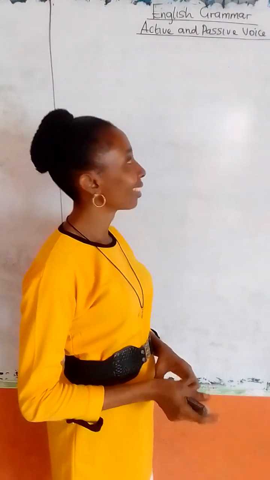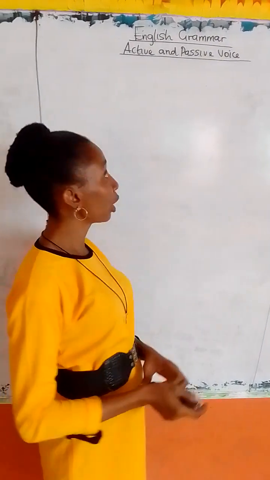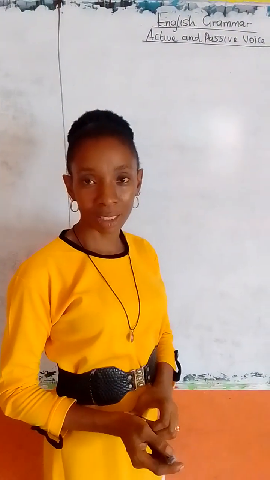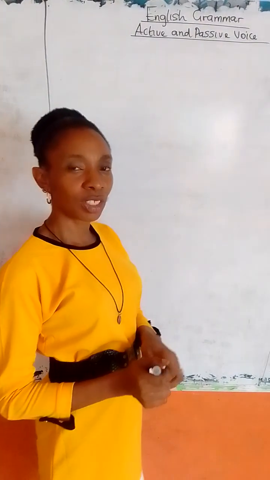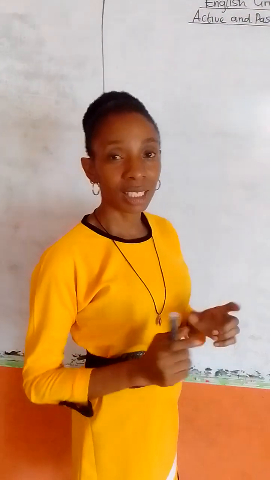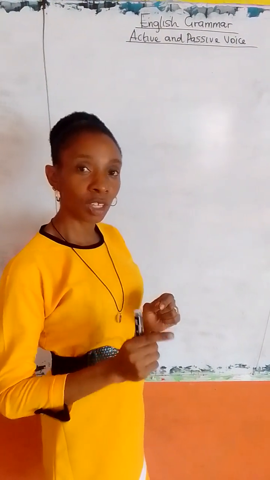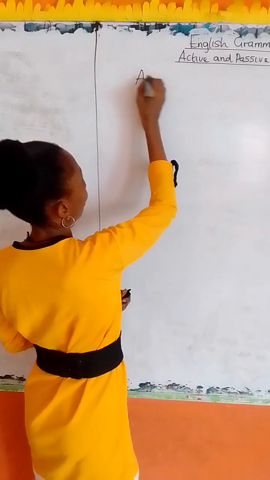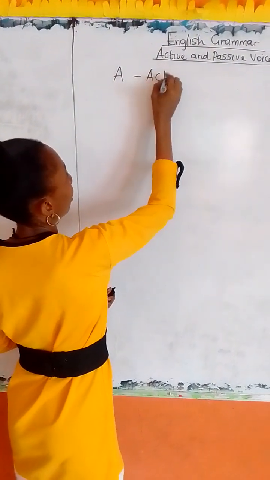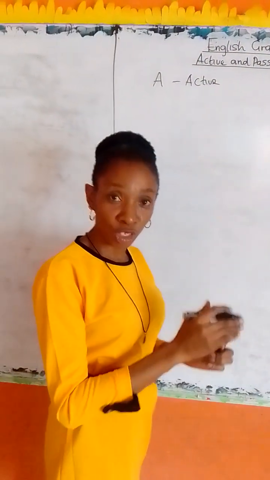Hello class. In our English grammar lesson today, we're going to be talking about active and passive voice. Now, first of all, what is an active voice? An active voice in a sentence is when the doer takes the first position in the sentence. So we term it as A. So we say, in the active voice, the doer in the sentence takes the first position.